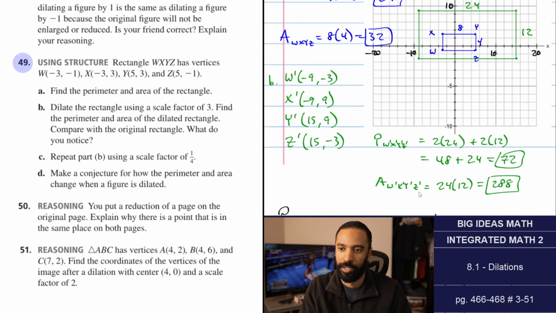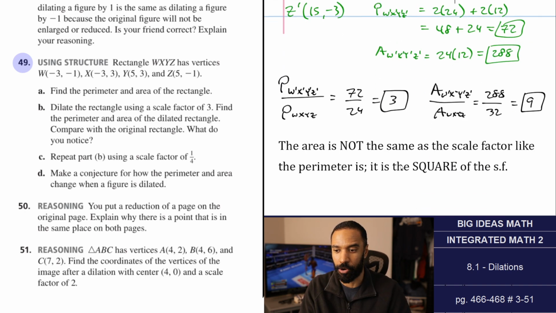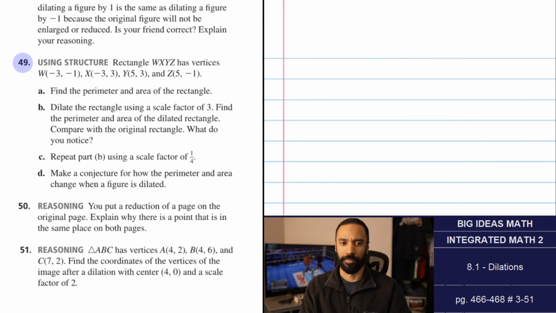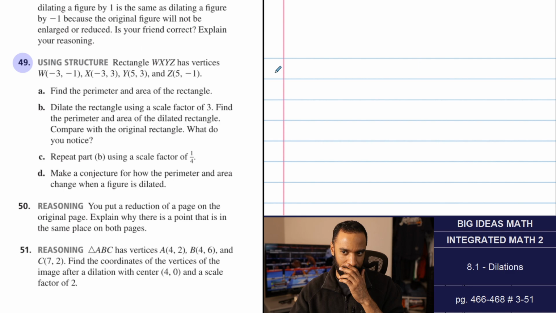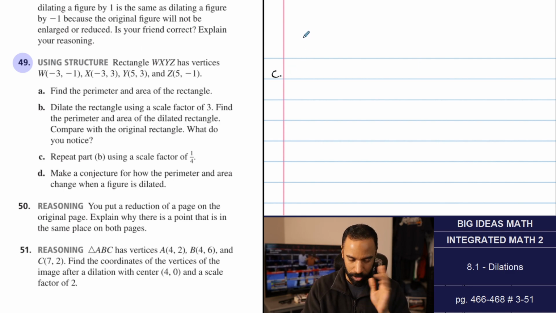That is letter B. I'm telling you that's how it works out. That is how it works out. That's what you do. Let's do letter C. Oh, I already answered part D. Make a conjecture about perimeter and area. So I kind of answered it.